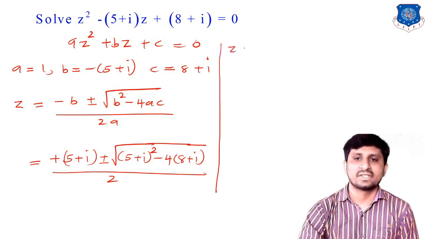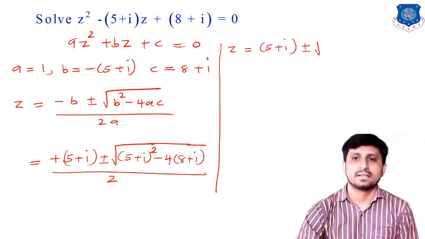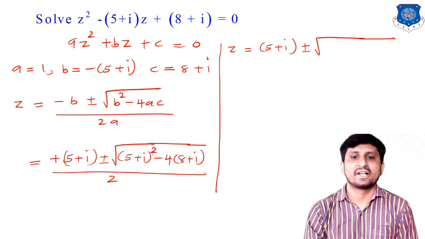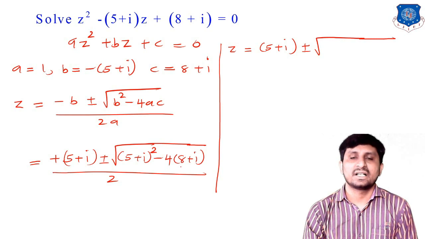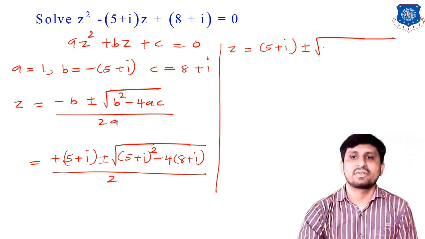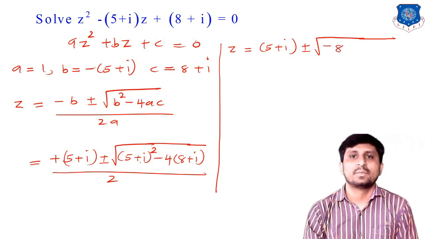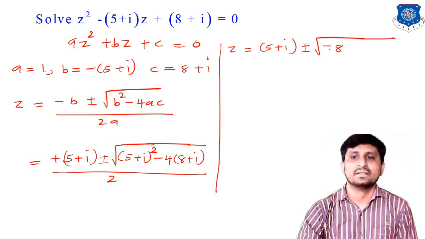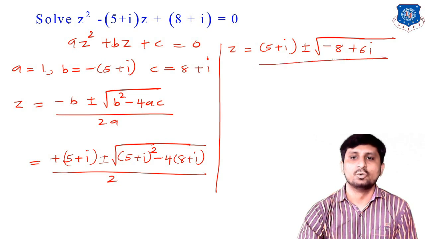So z is equal to 5 plus i plus or minus square root of, first of all 25, 5 square is 25, plus i square, the last term is i square in the first term, so 25 minus 1, that is 24. 24 minus 32, 4 into 8 is 32, so 24 minus 32 is minus 8. The middle term is plus 10i and here minus 4i, so clearly plus 6i, and divided by 2. Clear.